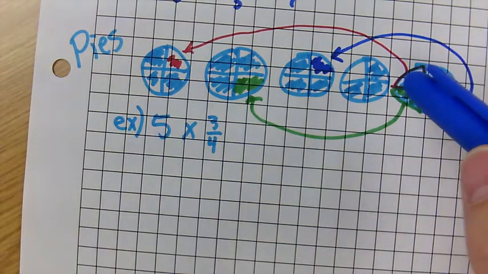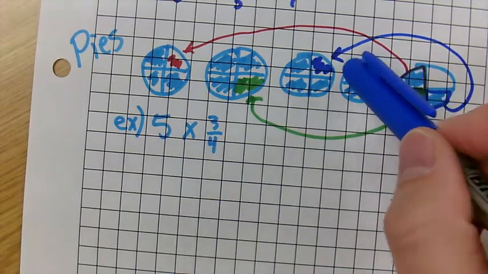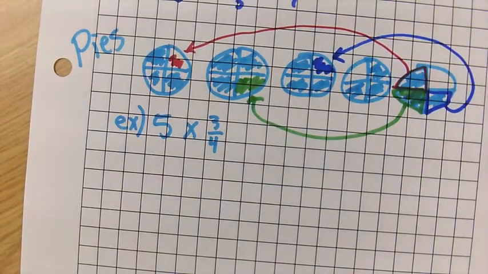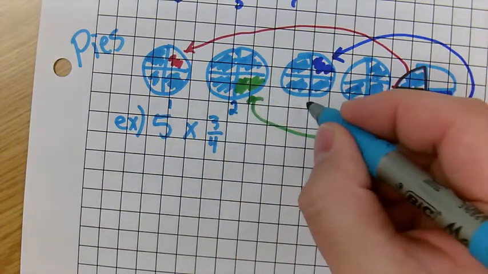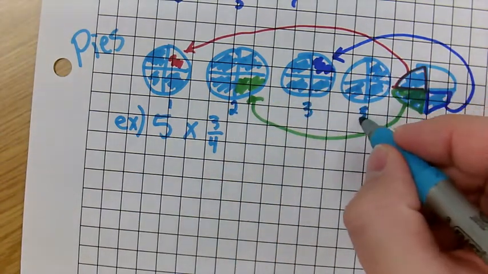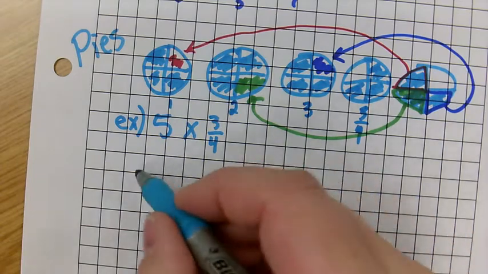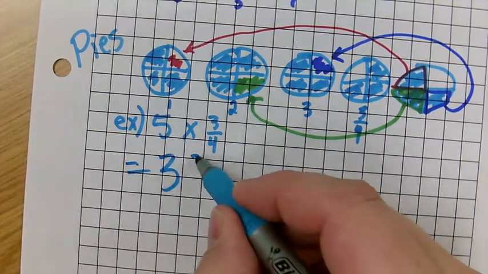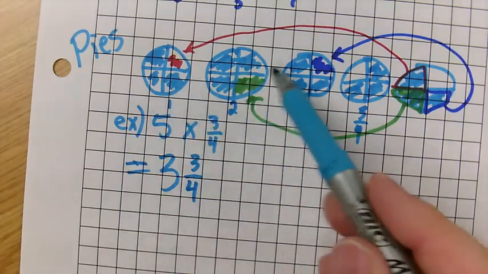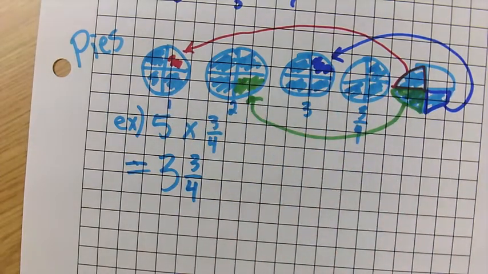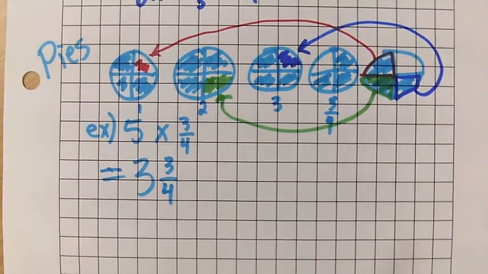And once we're left with only one pie that has some spots, we can count these up. We have 1 full pie, 2 full pies, 3 full pies, and then we have 3/4 of a pie. So what is our answer here? It would be 3 and 3/4, because we have 3 pies and 3/4 left over. Sometimes you have to take them from more than that, but that's another model.